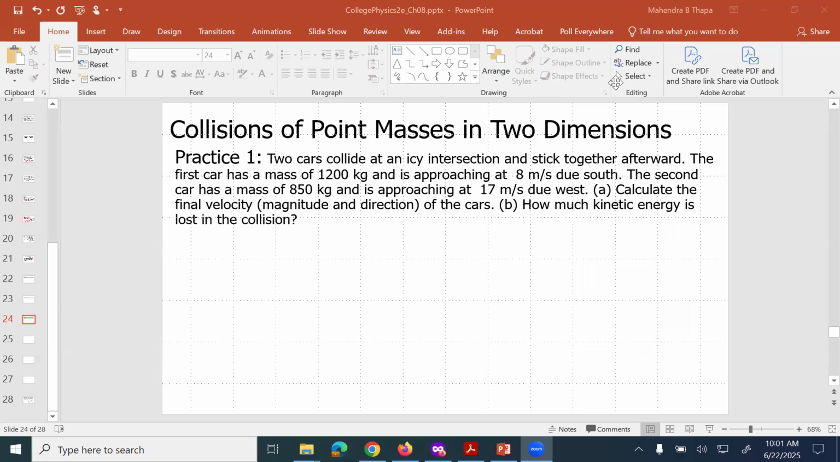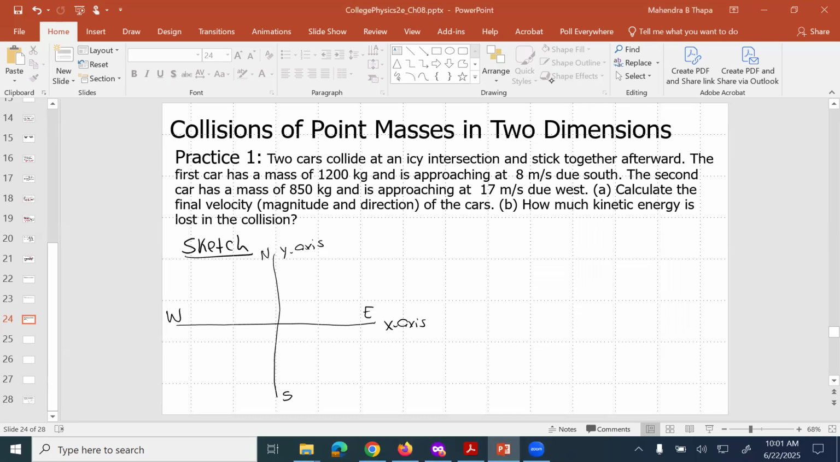Let's start this problem with a sketch. So say this is my x-axis and this is my y-axis. This is north, south, east, and west.